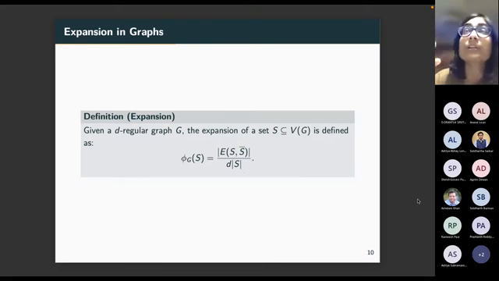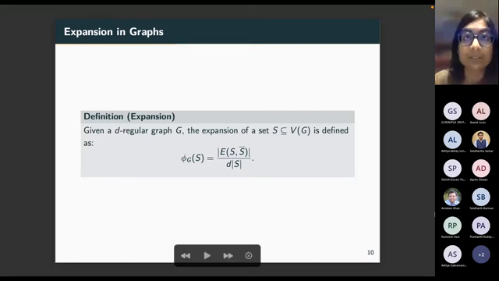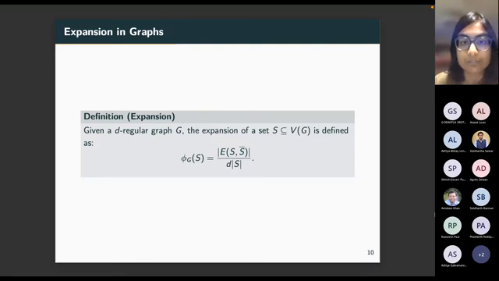So for example, if we take an independent set in a graph, all the edges would leave the set. So the expansion would be 1. And similarly, if you take an isolated component, the expansion would be 0.